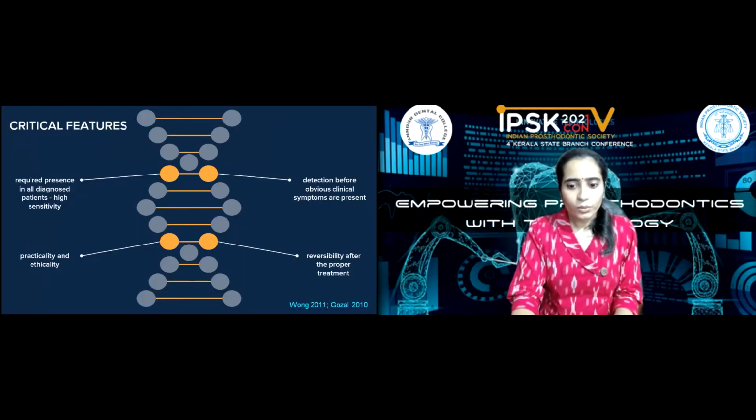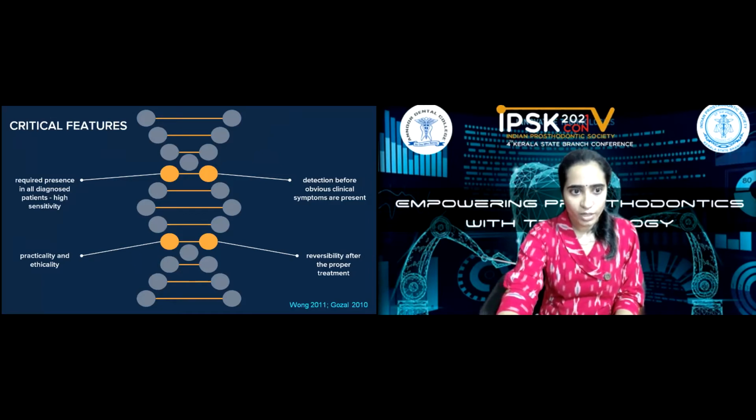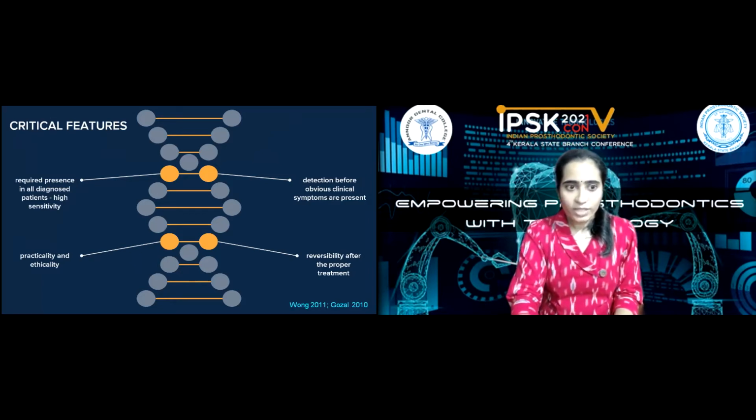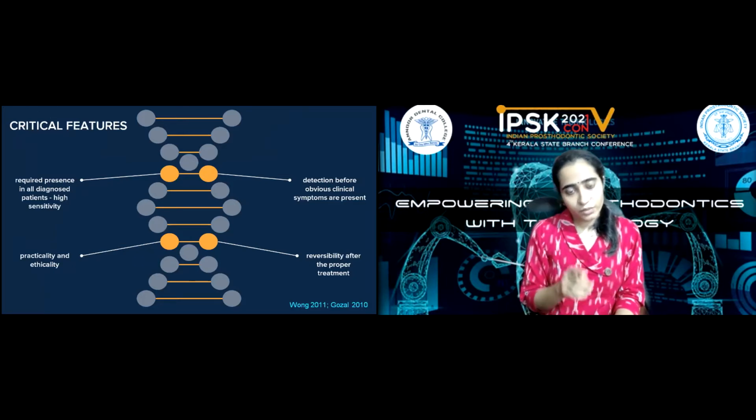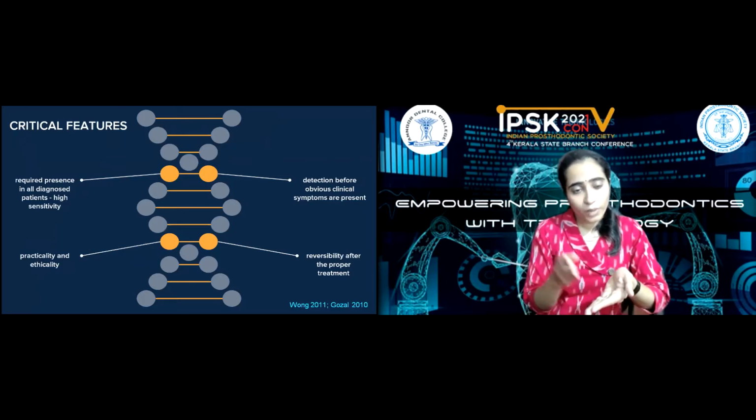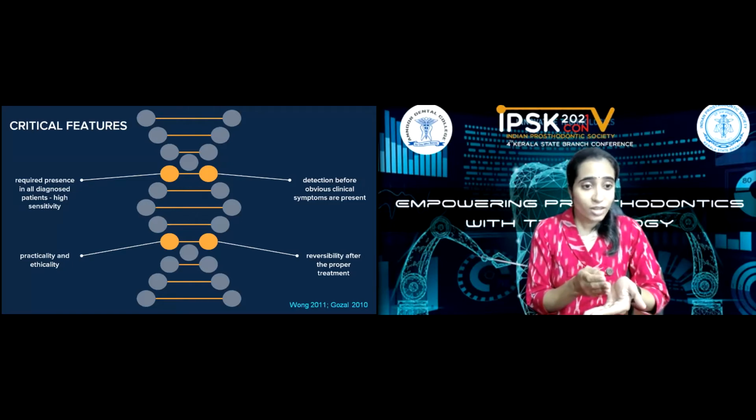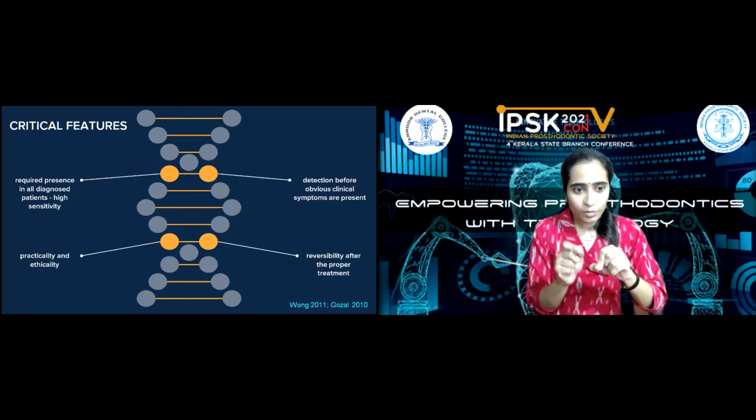So what are the critical features of a biomarker? The first one is required presence in all diagnosed patients with high sensitivity. For example, if you have a disease which can be graded as grade 1, 2, and 3, the biomarker of that disease has to be present in all 3 grades. It is not enough if it is present in just the 3rd grade. That is, it has to be very sensitive to minor gradation in disease progress.